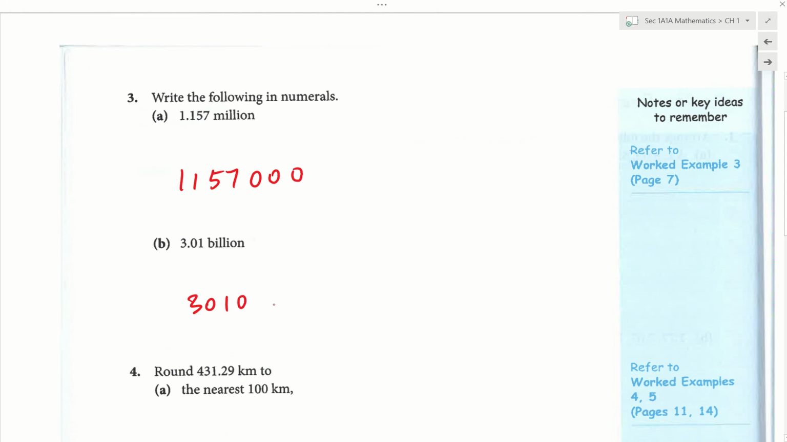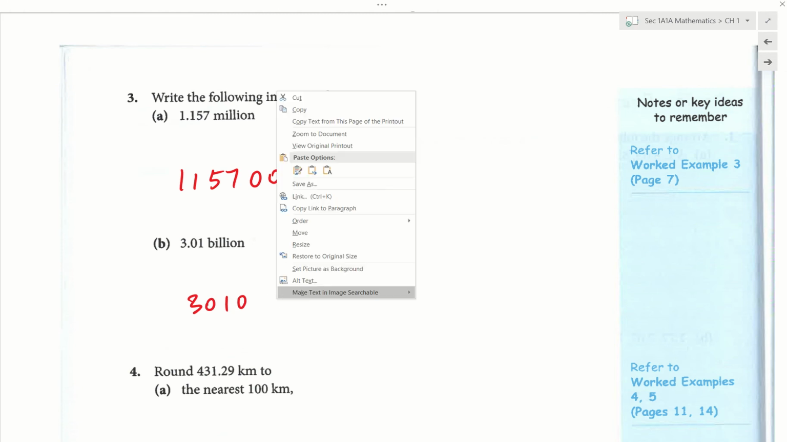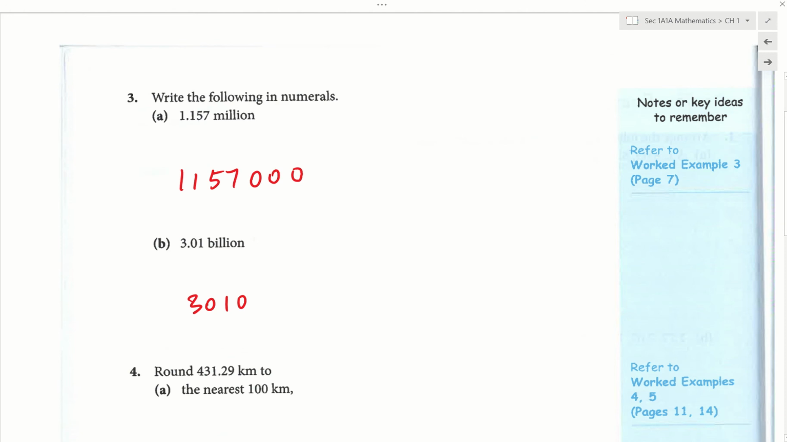How many zeros? Sure. How many more zeros? 6 more, huh? 169. So is this correct? Is this what you want? Is this your answer? Okay, correct.